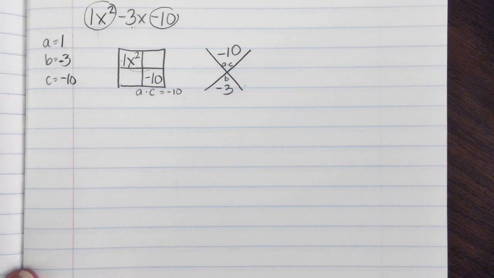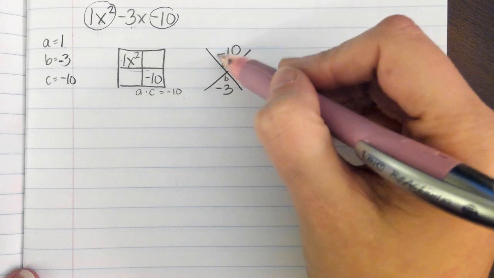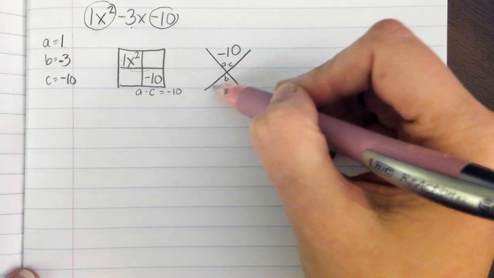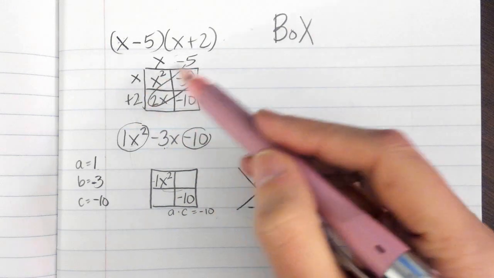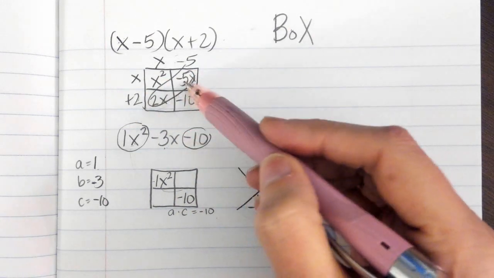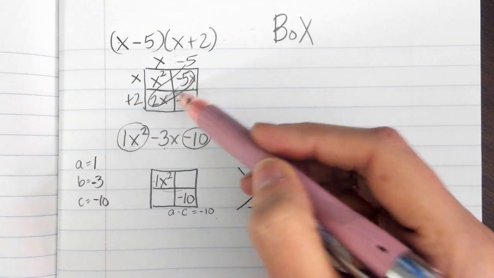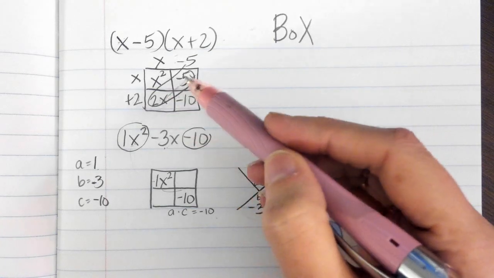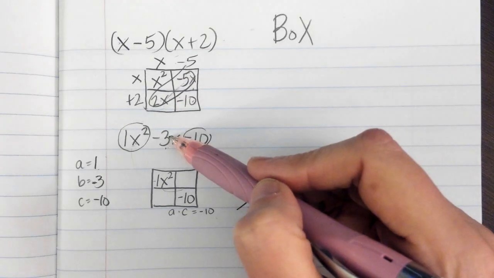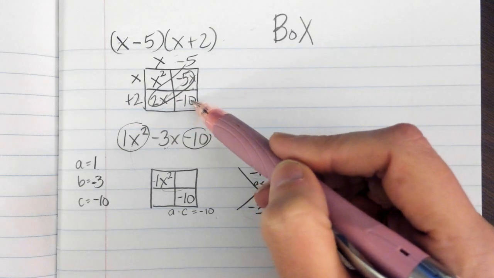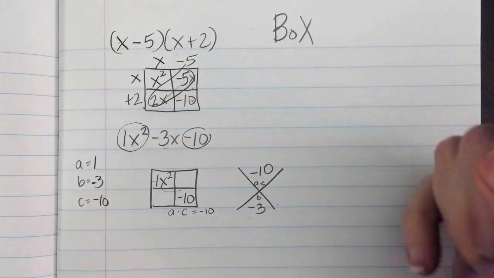Now, what I want to do is find numbers that multiply to give me negative 10, but add up to negative 3. Why is that? Because I need these two terms to add up to b. I need to know what two numbers multiply. See, 2 times negative 5 gives me negative 10, and 2 plus negative 5 gives me negative 3. So I need them to multiply to a times c, but add up to b.